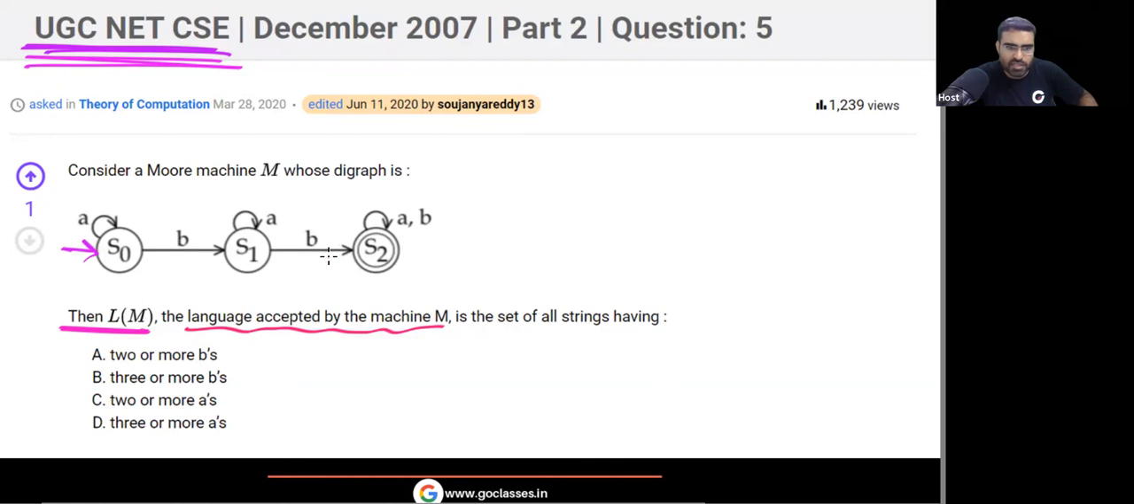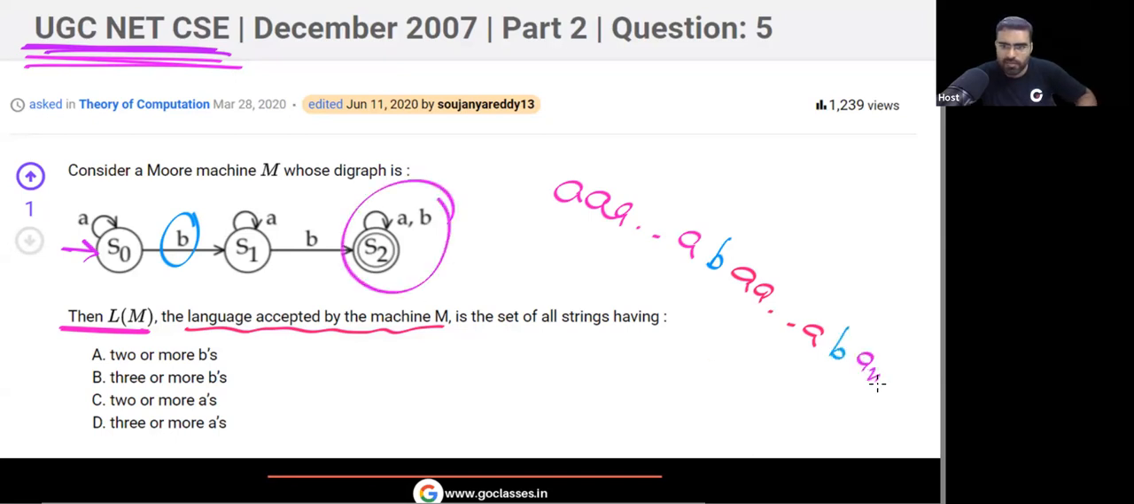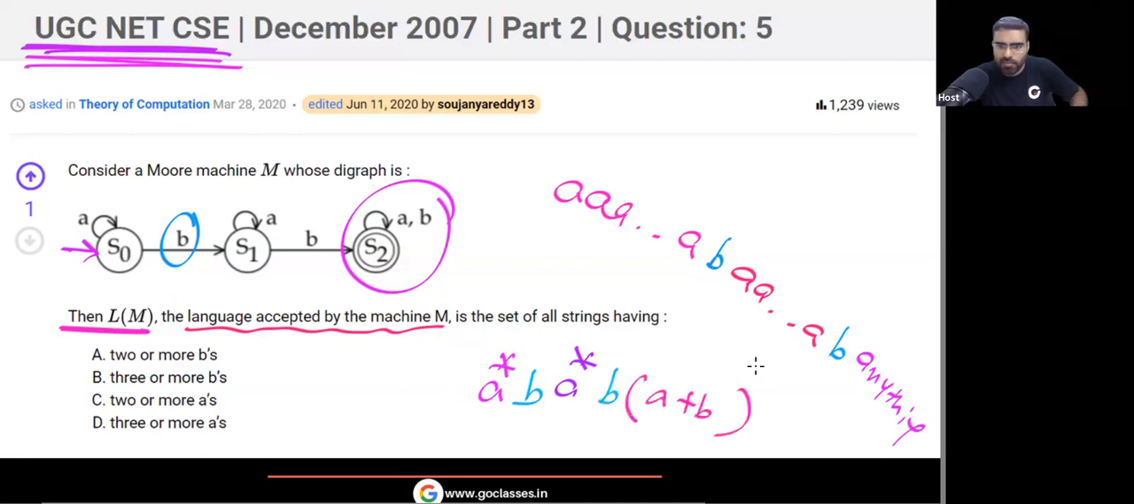Now you tell me what is the language. You can notice any number of A, ignore. Then B should come. Then any number of A come, ignore. Then B should come. Then anything can come. It means any number of A, B should come. After that, B should come. Then any number of A, then after that, B should come. Then anything can come.